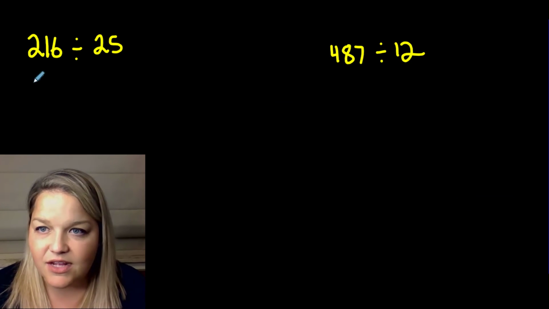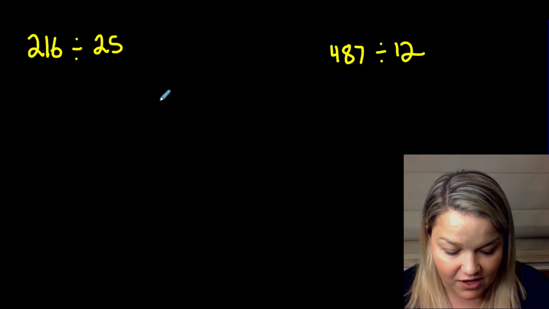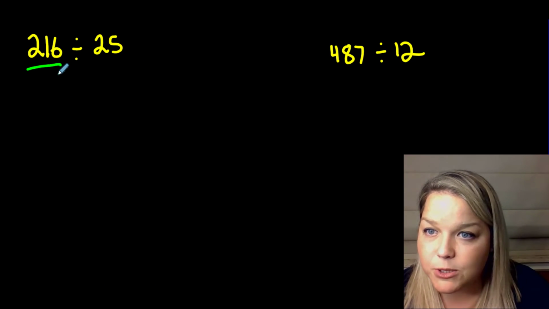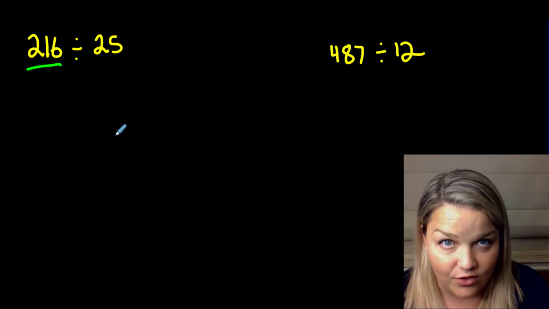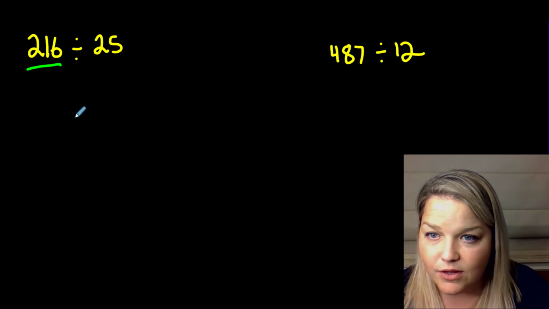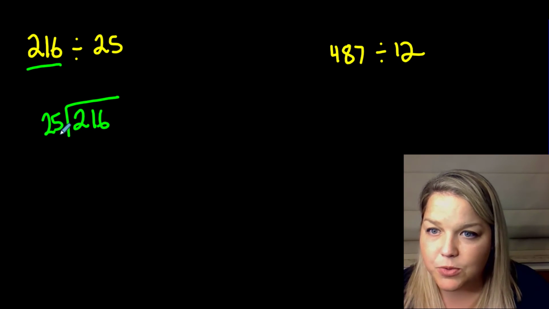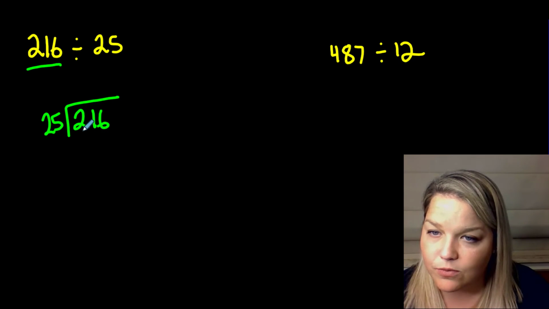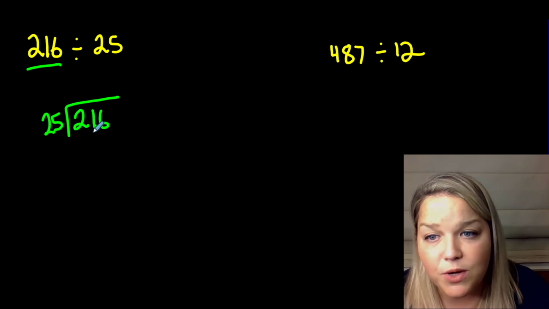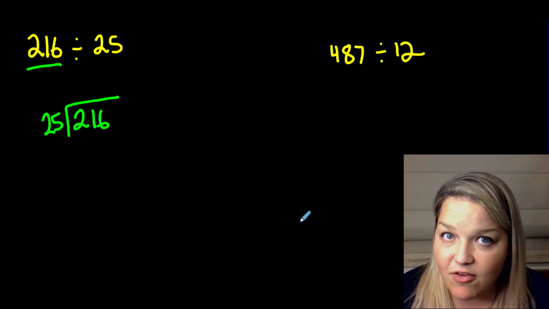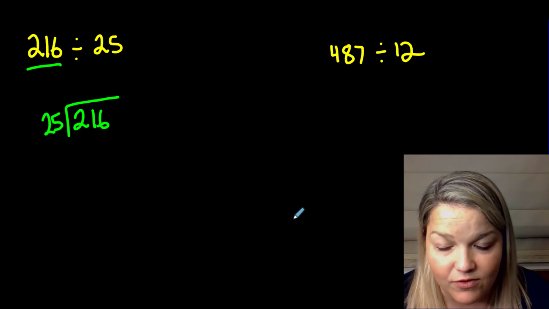All right, let's do 216 divided by 25. And as you know, the first quantity is always the quantity that goes under your division roof. All right, so 216 divided by 25. All right, so 25 can't go into 2. Oh, I can't go into 21. Can it go into 216? Yes. I'm going to have to use a really good estimate to help myself get there.